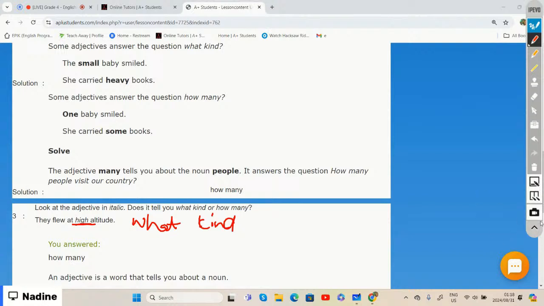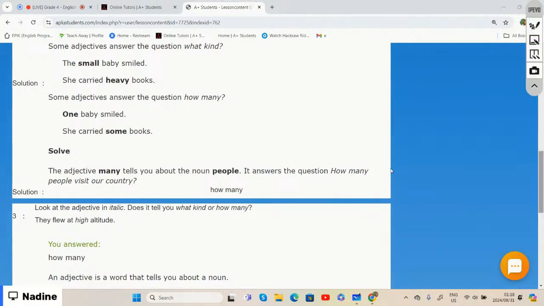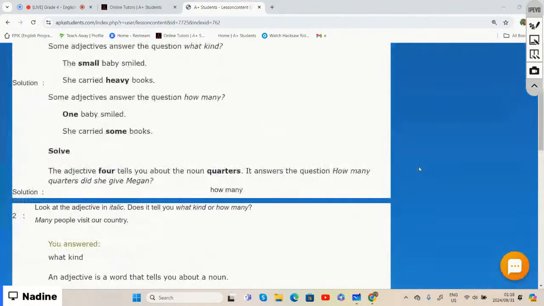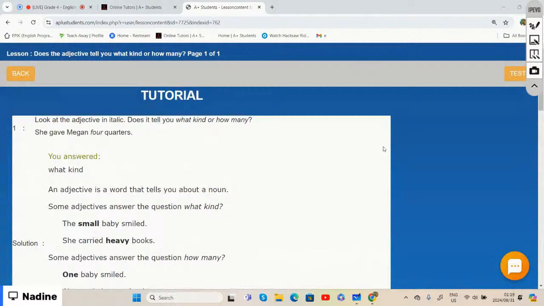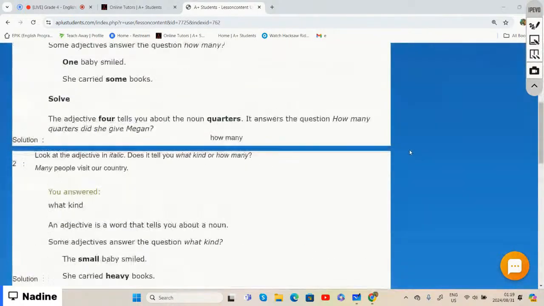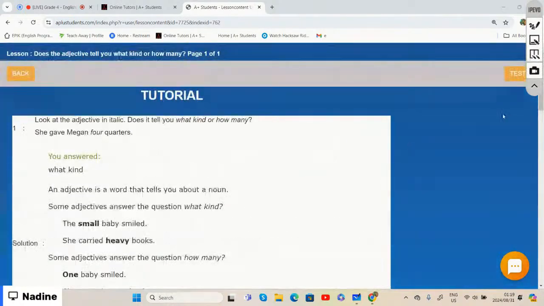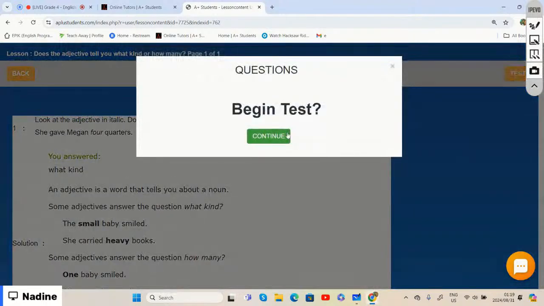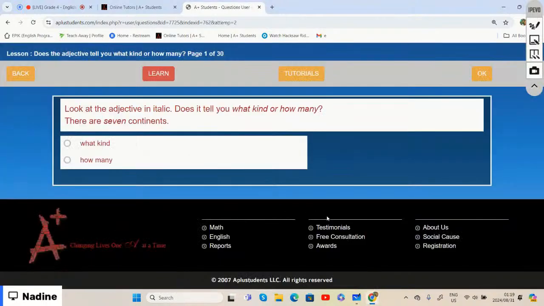All right. So now we're going on to our activity and lesson, and then we are going to our test. All right, we're ready to do the activity. Let's go to the test. Yes, and that is correct. Well done.